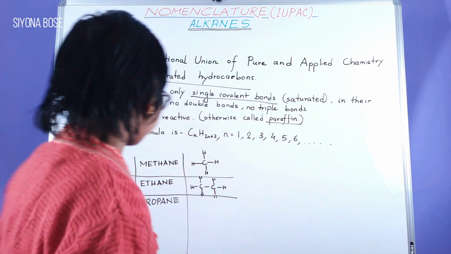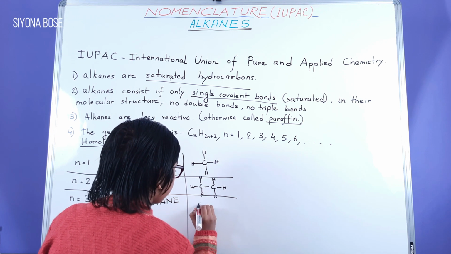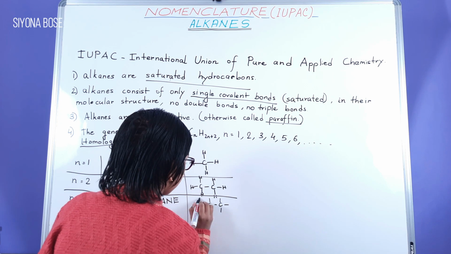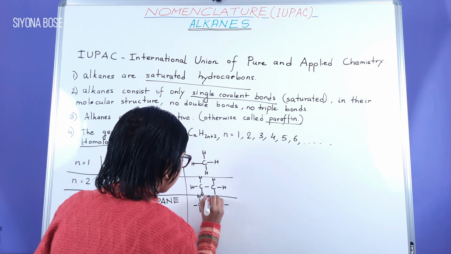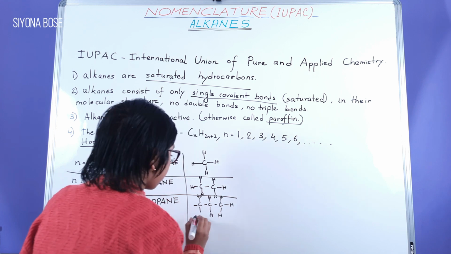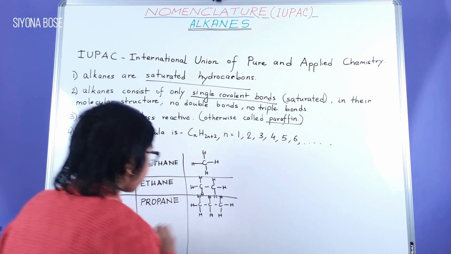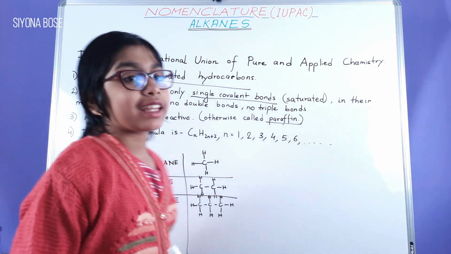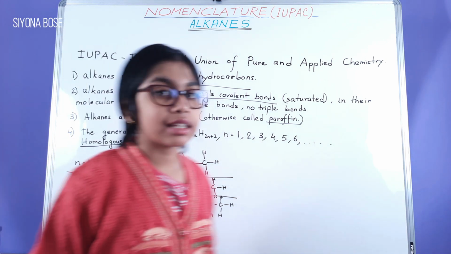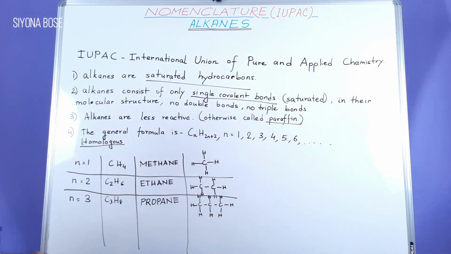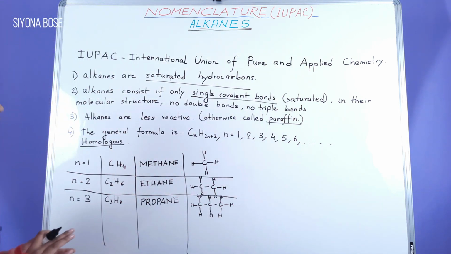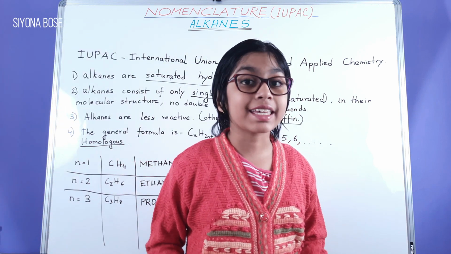Let's draw the structure. Three carbons and 8 hydrogens. The main thing in making these diagrams is that the carbon atom should be bonded on all 4 sides because its covalency is 4, and hydrogen has to be bonded only on one side because its covalency is 1.